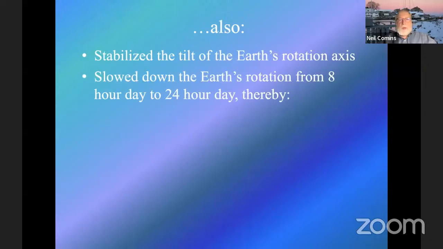Another thing that the moon has done is that it has slowed the Earth's rotation down from an 8-hour day to a 24-hour day. And as a result, because it's spinning more slowly, the weather is more moderate than it was back in the day when things were going much more quickly.